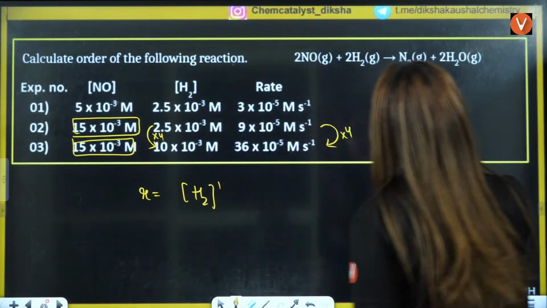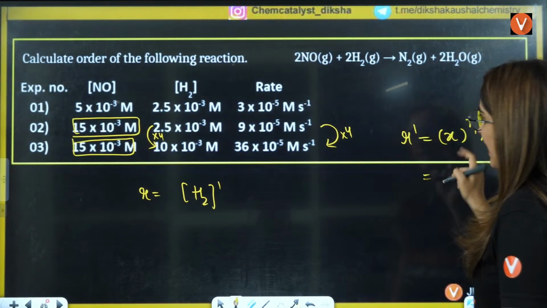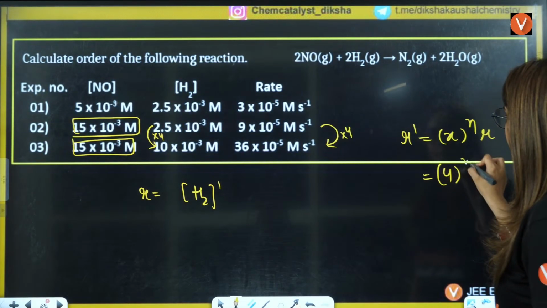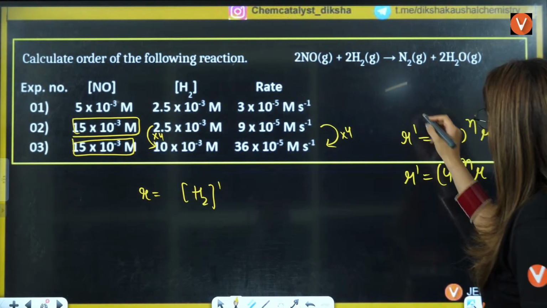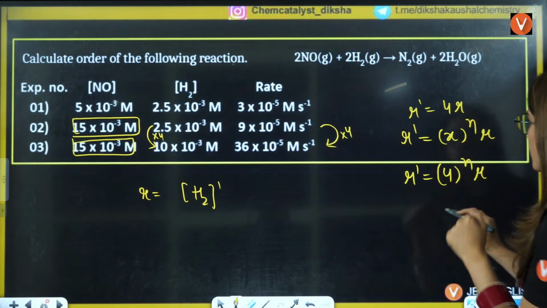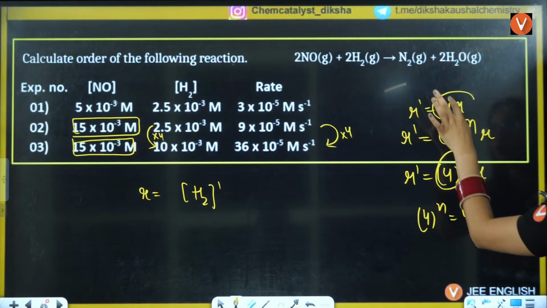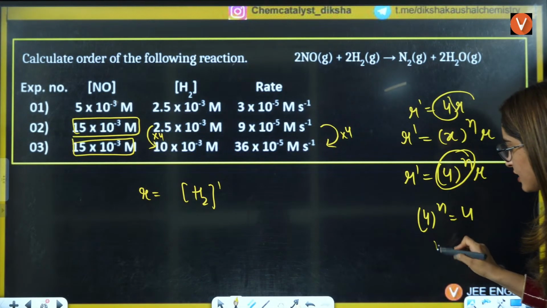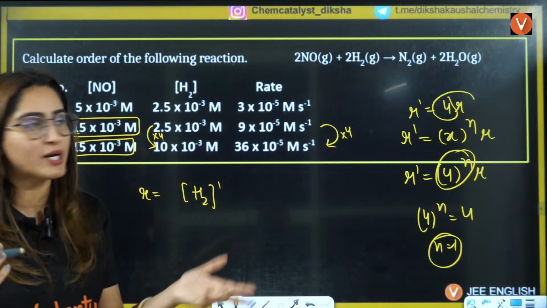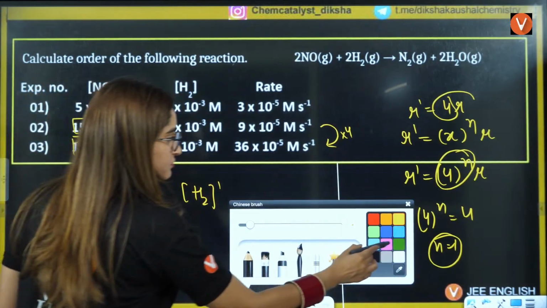You can also solve it by R dash is equal to x raised to power n of R. x is the amount that concentration is increasing, that is 4 times. Then the rate is coming out to be 4R. So 4 raised to power n is equal to 4, that means n is equal to 1. So the order of reaction will be 1. Otherwise, you can directly see it.